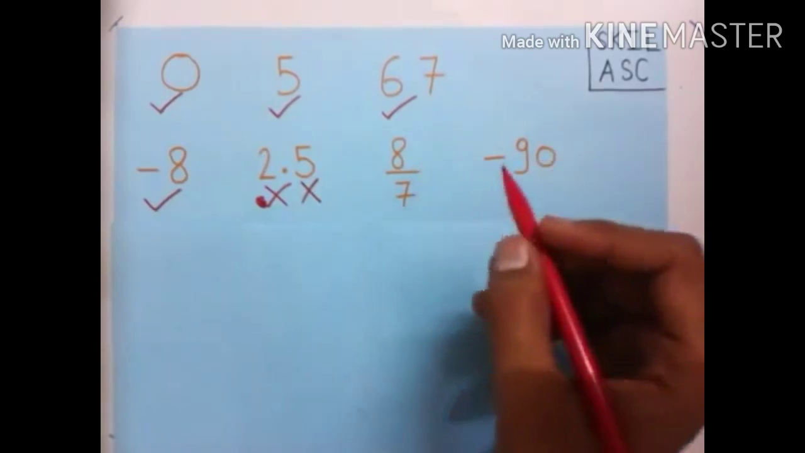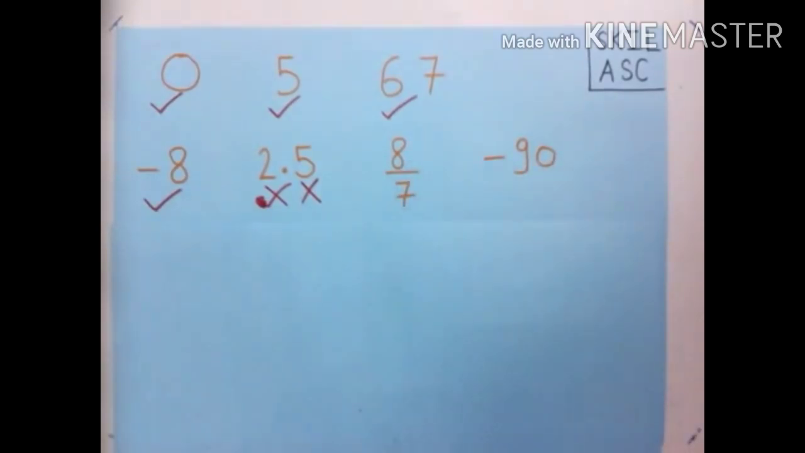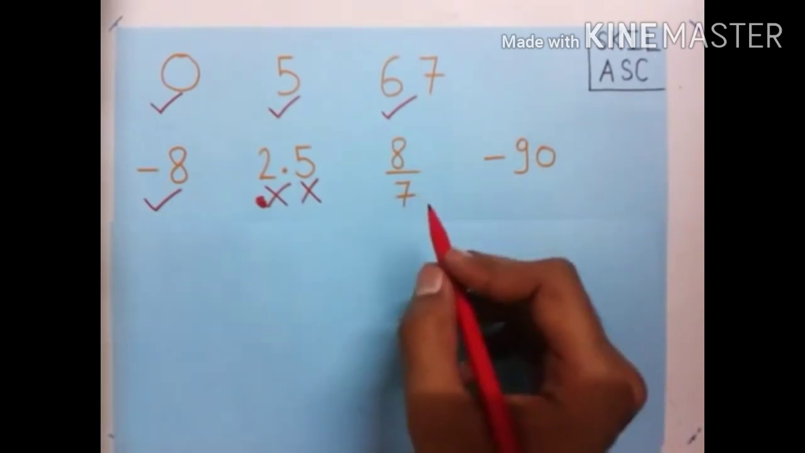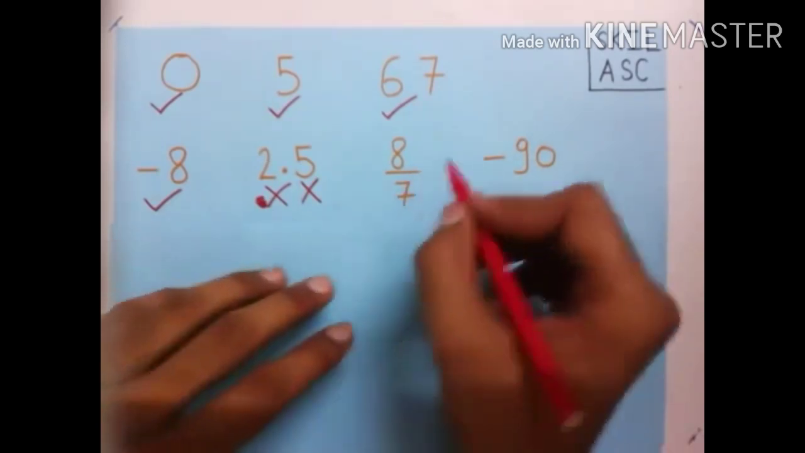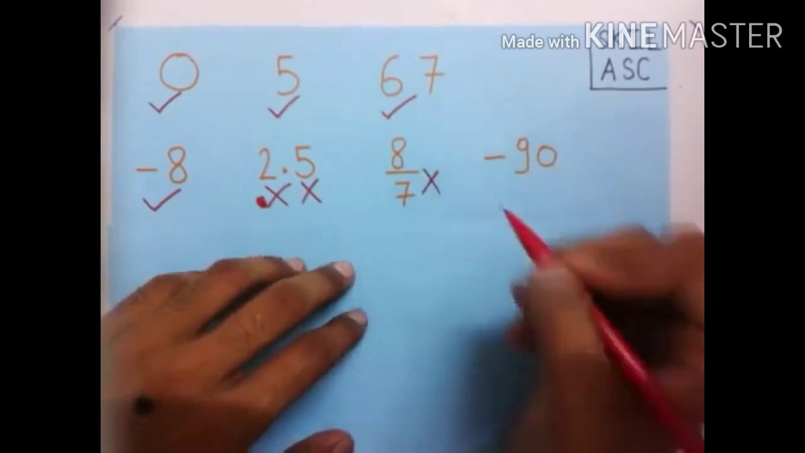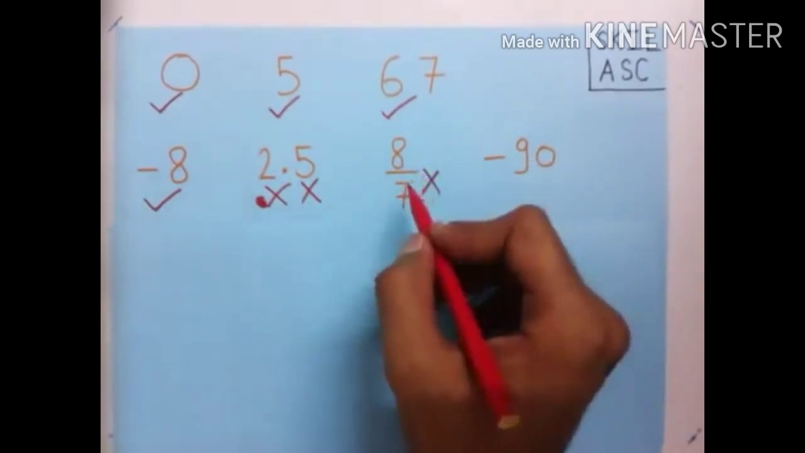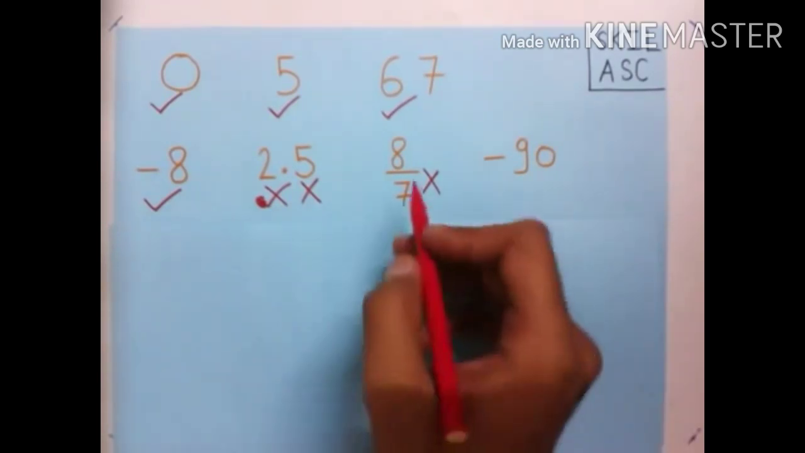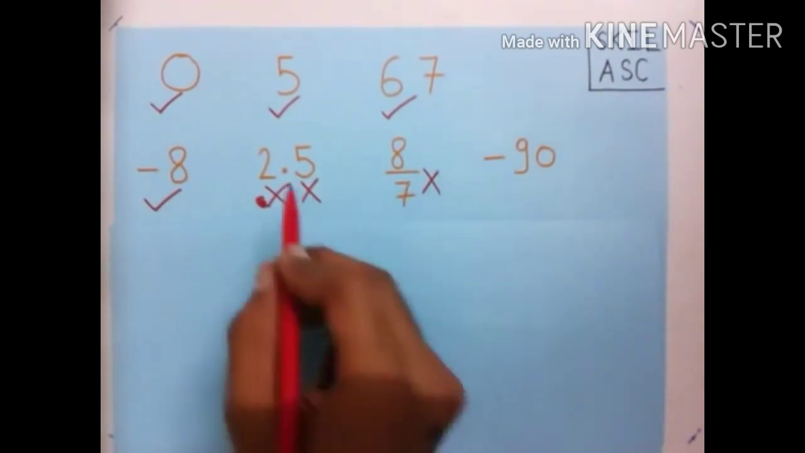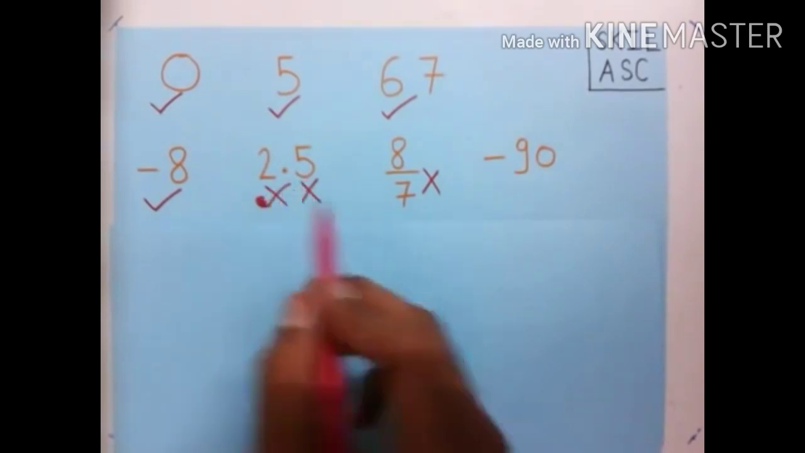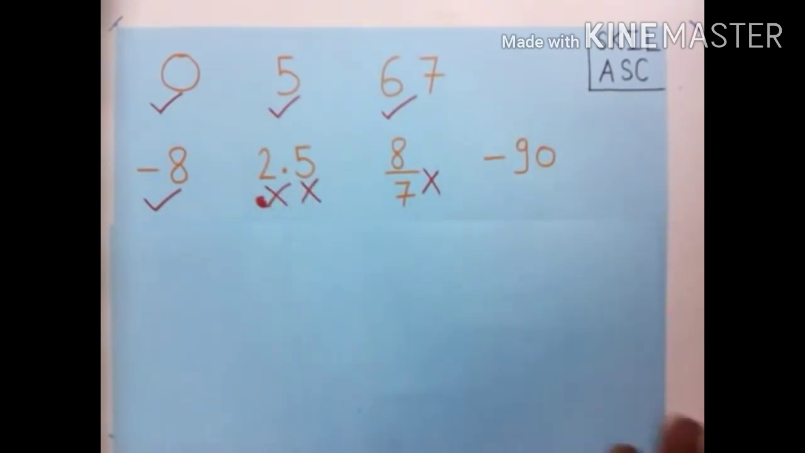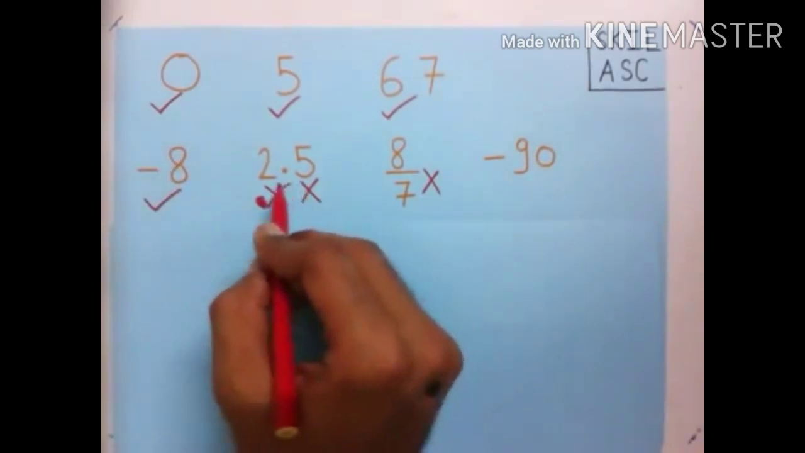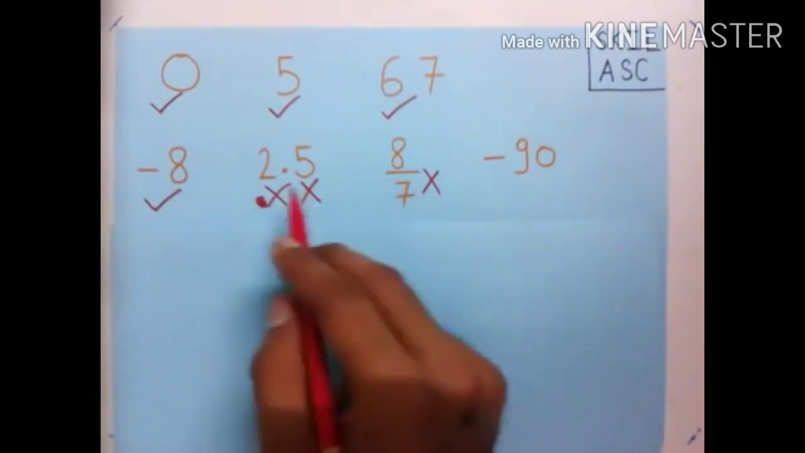Now a new number is 8 by 7. This number is not included in integers, so it is not an integer. You don't use it while counting. You don't say 8 by 7 while counting. And we also don't use 2.5 while counting. You don't say 1, 2, 2.5, 3. We say 1, 2, 3. So these two numbers are not integers.